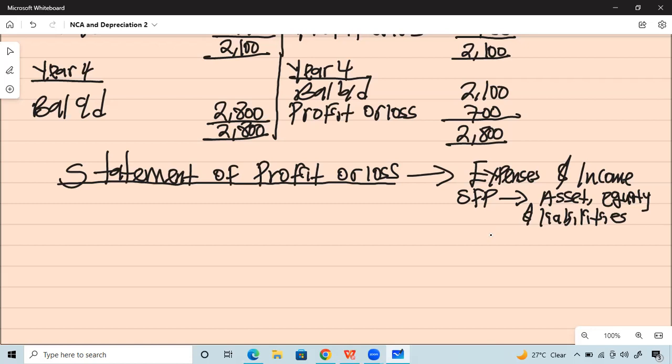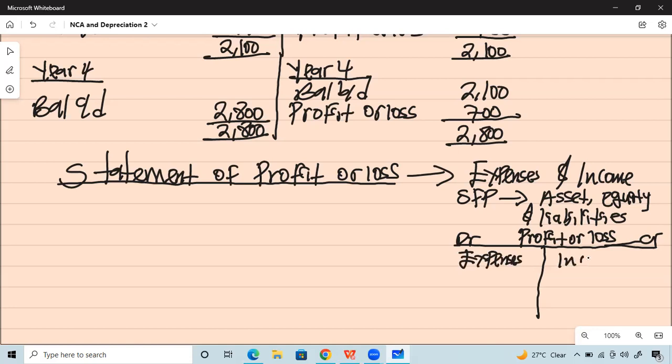So let me now tell you something. This is the T format of statement of profit or loss. But we are not going to use this T format to prepare statement of profit or loss. If you are a commercial student, you'll be aware of this. You can remember, this is how you prepare it during your secondary school days. In your statement of profit or loss, expenses is going to be here, while income is going to be here.